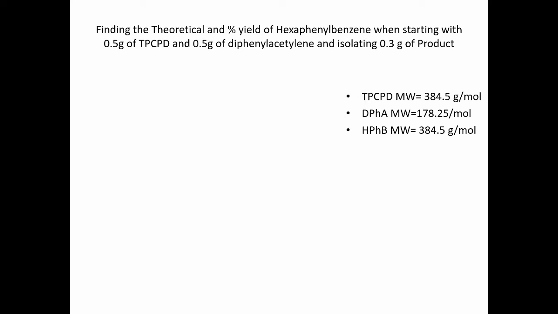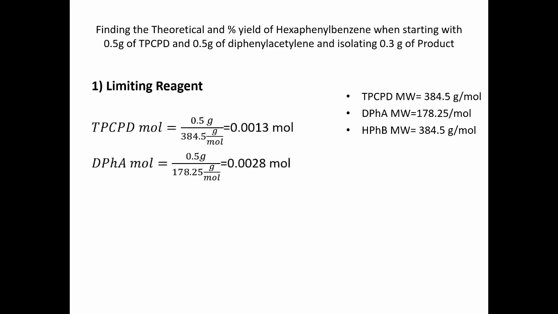Alright, so now let's perform the calculations to determine the theoretical and percent yield of hexaphenylbenzene. I've already listed the starting masses of our tetraphenylcyclopentadienone as well as the diphenylacetylene. So let's pretend we ran this experiment with the exact same conditions that were written in the manual, or I guess written in this presentation, and we isolated 0.3 grams of product. First let's determine the theoretical yield. For us to do this, we need to determine which of the two reagents is our limiting reagent.